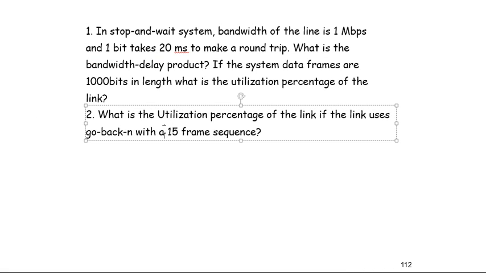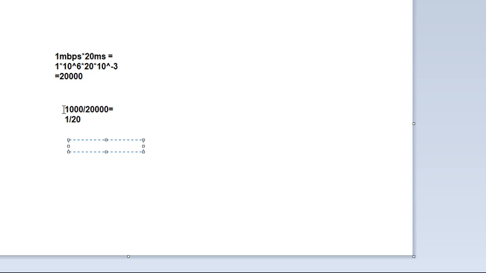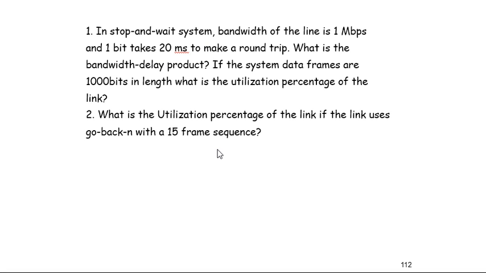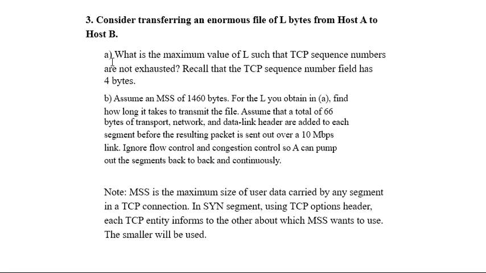Now what if it could send a 15 frame sequence? If it could send a 15 frame sequence, it would send 15,000 bits, right? So 15,000 divided by 20,000. So that would be 15 by 20. So utilization percentage increased when we increase the window size from 1 to 15. Okay. Next question.